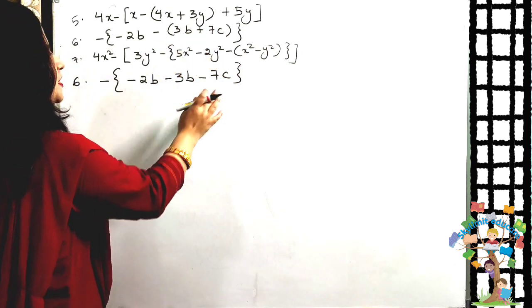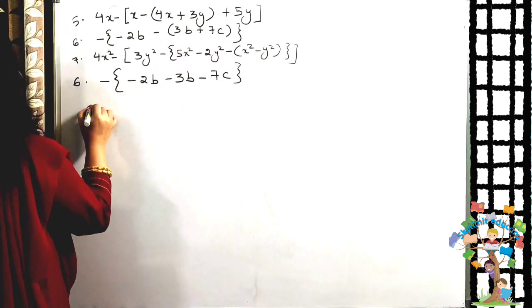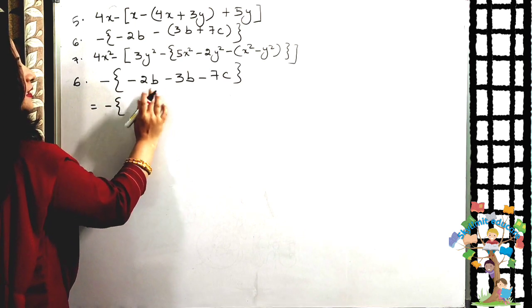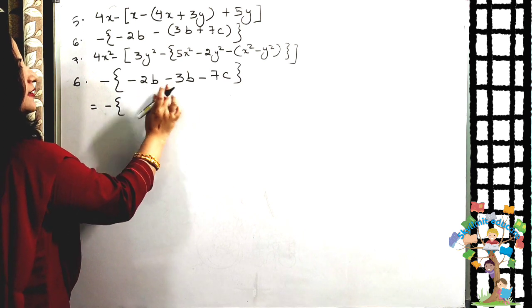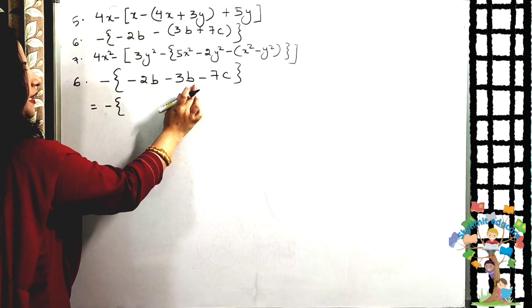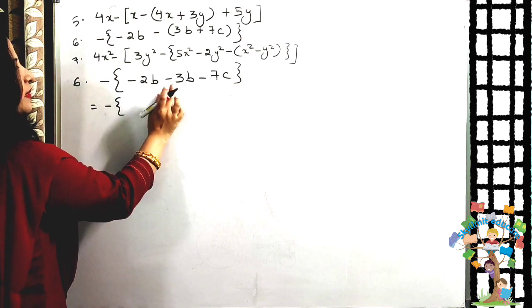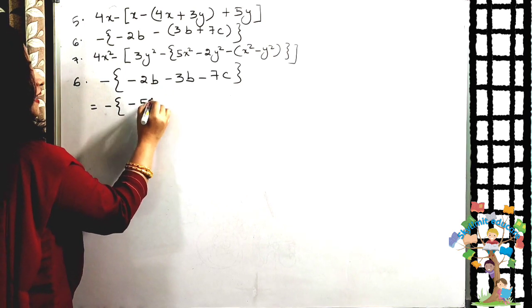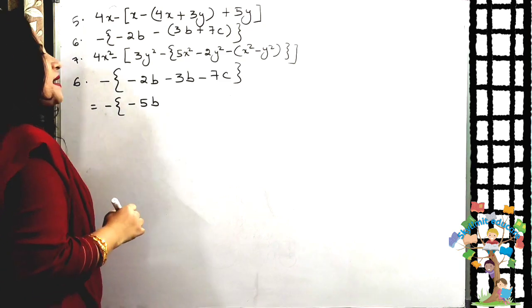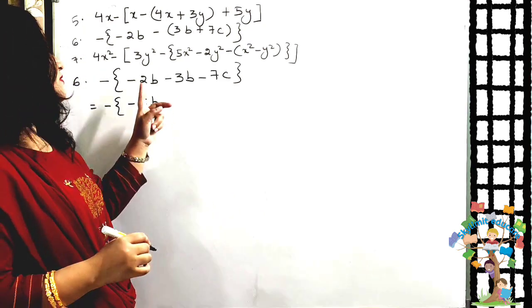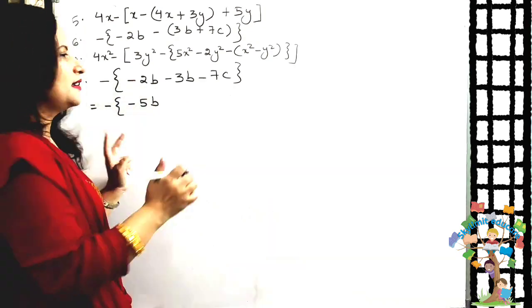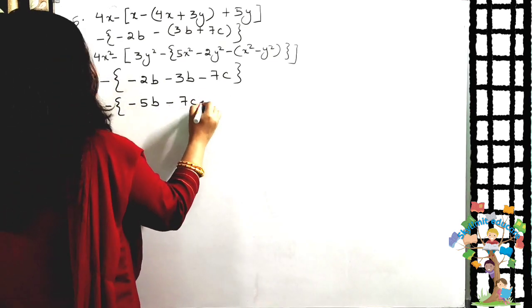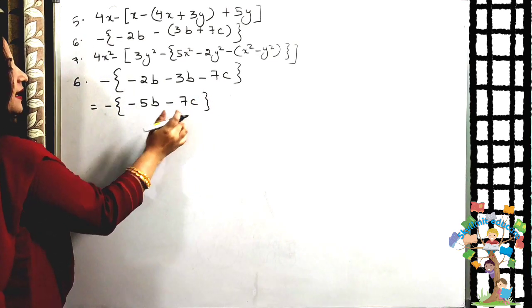Now our focus should be the curly bracket, right? So now inside the curly bracket, students, these two are like terms. And b is the literal coefficient. So minus 2 and minus 3 is obviously how much? Minus 5b. Minus 2 minus 3 is minus 5. And the literal coefficient is b. So I simply wrote b. And then minus 7c. Now can we solve these two? No, because they are unlike terms.